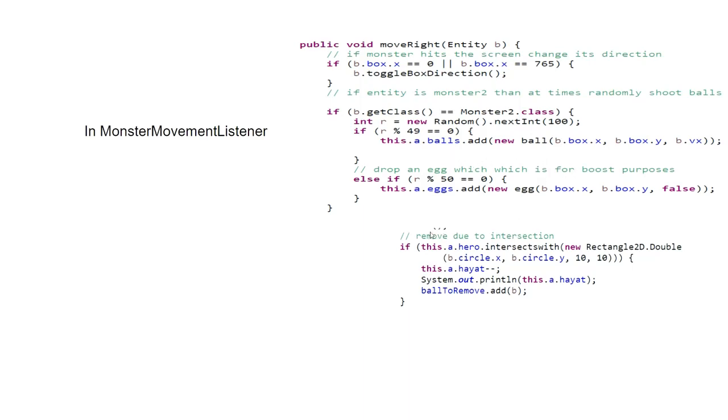Other than that, there's another code snippet here. This one checks if there's any intersection with a bowl and a hero. If this is the case, it adds this bowl to the remove array list and reduces my life by 1. Fun fact, hayat is the Turkish for life in English. Yeah, I guess.